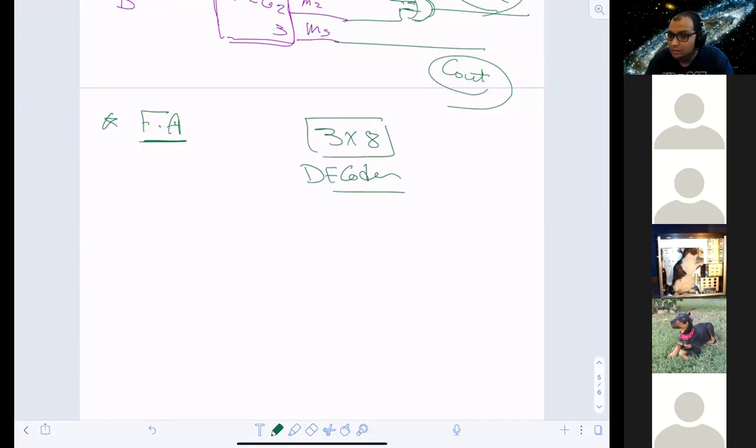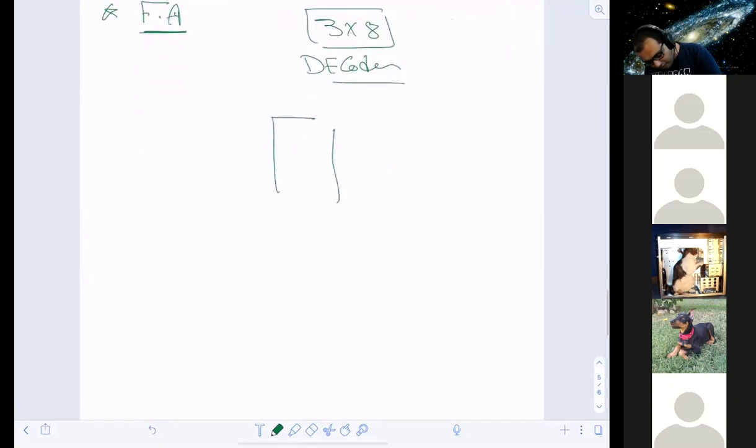a 3-to-8. Then you will use the 3-to-8 for the process, right? Yes, that's exactly what I was saying. Can we use the 2-to-4 decoder for this problem? So here is the 2-to-4, right? Here are the 2 inputs, and it's the same thing.